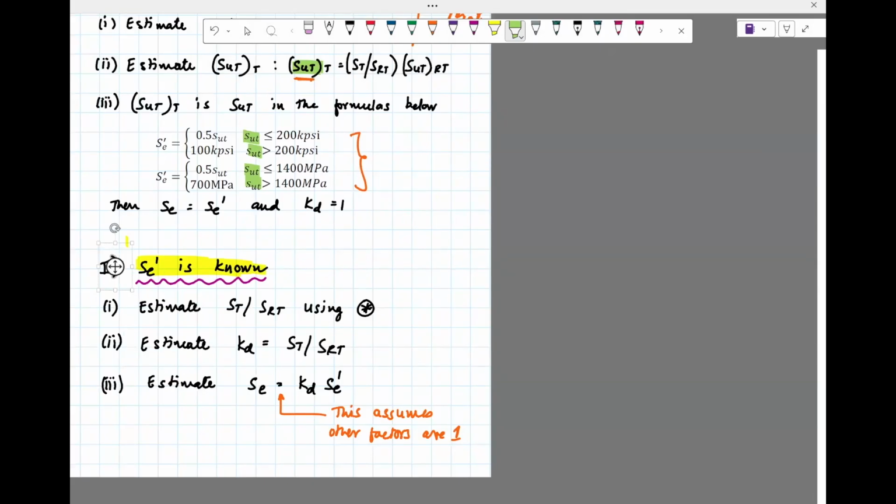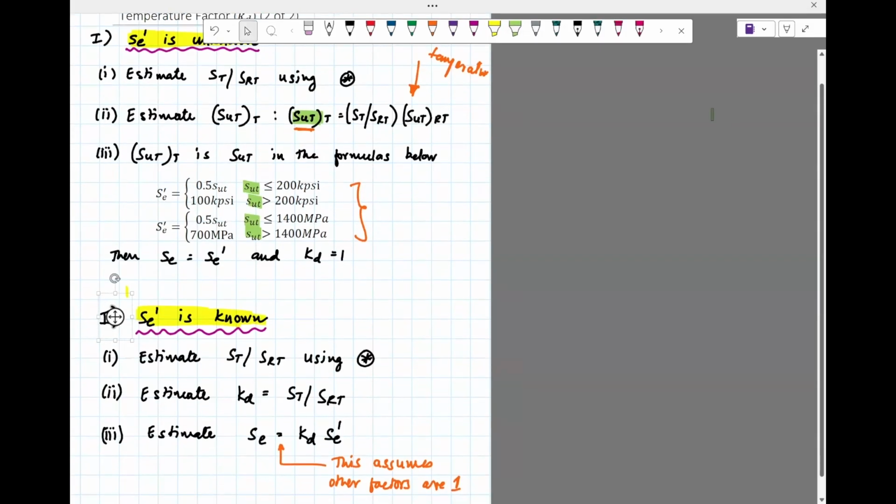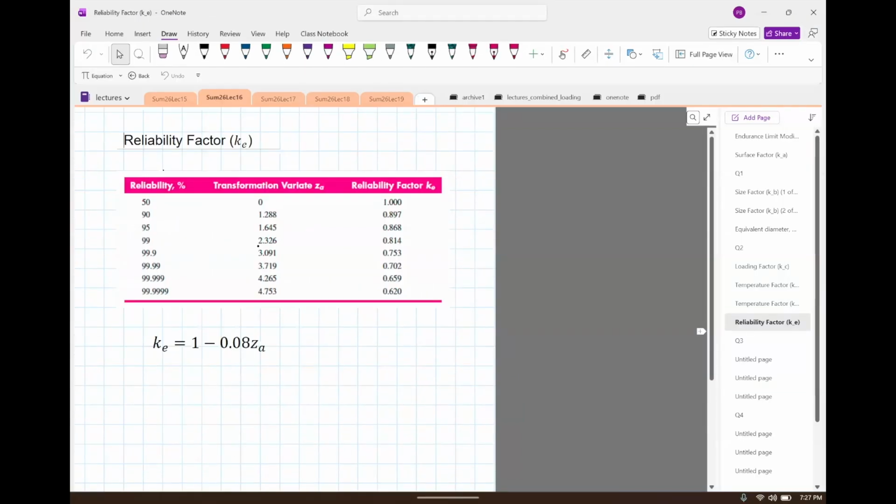Now, the other case is where SE prime is known. This is given to you. Then you first estimate the ratio from the previous page, estimate KD. KD is simply that ratio. And then estimate SE as KD times SE prime, and SE prime is given to you, right? It's known. So I think the best way to illustrate this is to solve a problem. Yeah, we'll solve a problem.